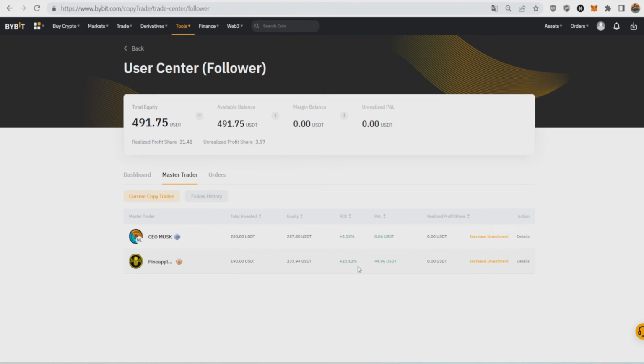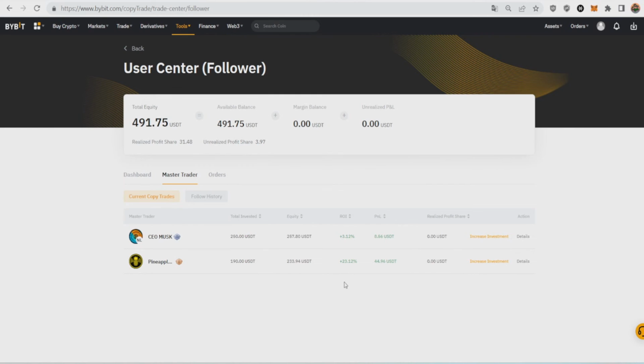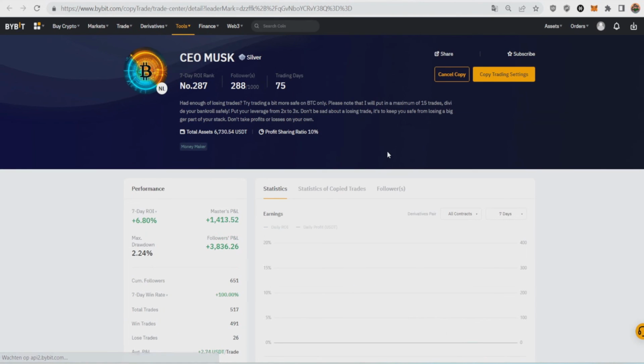And then the next question is, how can I increase money? Let's say I'm really happy about CEO Musk or Pineapple and I invested, but I want to invest more. Then you can just go to copy trading, then click on your user center follow and just click on increase investment, and it will invest automatically. And then you can go back to the trader by just clicking on the trader, guys. So you go to the trader, you invested more money, and then you just adjust your copy trading settings here and you up your margin if you want to do that.